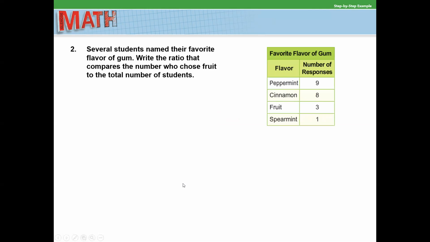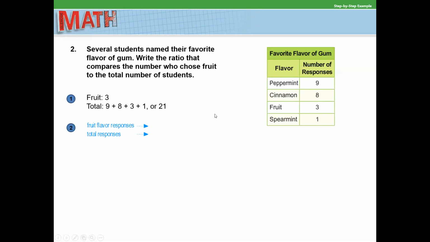Several students named their favorite flavor of gum. Write the ratio that compares the number who chose fruit to the total number of students. So the total number of students would be all of the students. Okay, so we have 9 students that chose peppermint, 8 students chose cinnamon, 3 students chose fruit, and 1 student chose spearmint. But how do I find all together? So we're going to add them all up. And we get that there are 21 students.